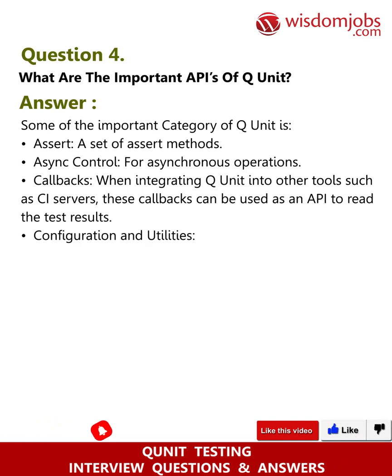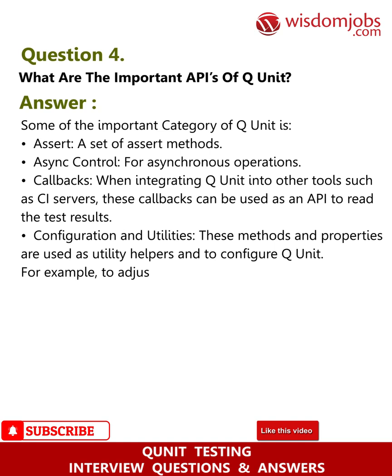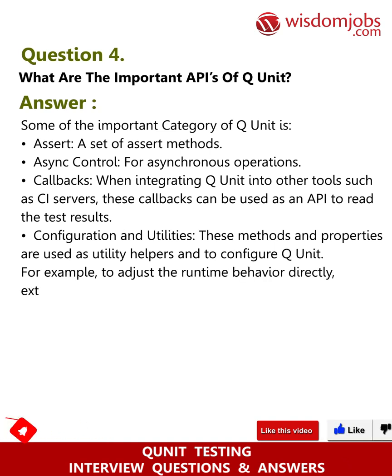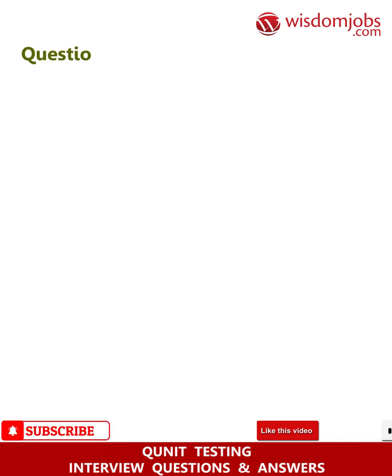Configuration and utilities. These methods and properties are used as utility helpers and to configure QUnit. For example, to adjust the runtime behavior directly, extend the QUnit API via custom assertions, etc. Test for testing operations.